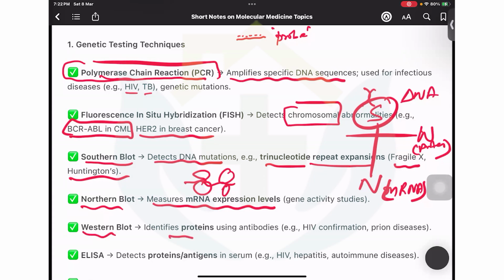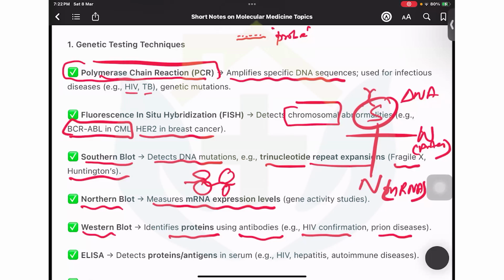Western blot is to identify the proteins. Now it uses antibodies, for example, HIV confirmation, prion diseases. These are Western blots. So you identify antigens like HBs antigen, hepatitis B surface antigen. Students don't ask how is that done, sir. That is done by blot method, Western blot, because that is a protein, and protein is identified by Western blot.